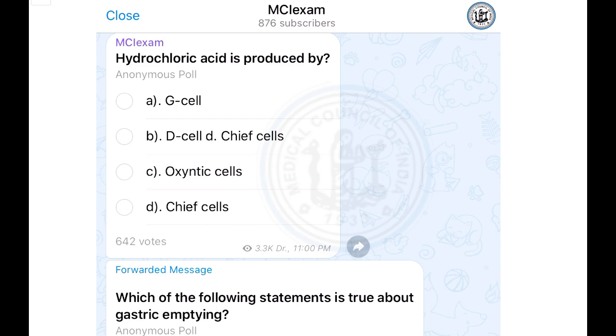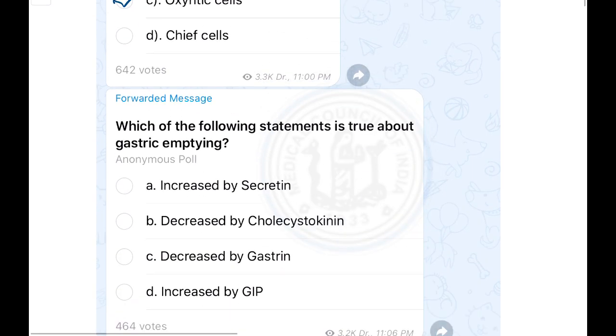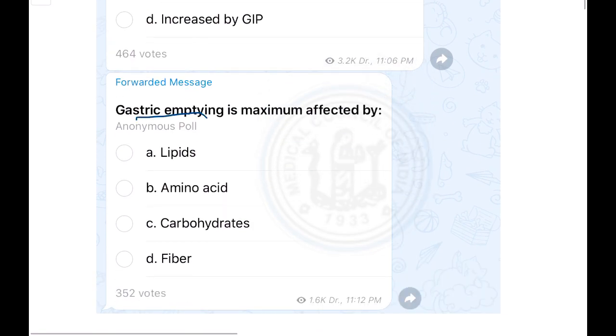So let's start from physiology. Hydrochloric acid is produced by oxyntic cells. Which of the following statements is true about gastric emptying? Decreased by cholecystokinin. Gastric emptying is maximally affected by lipids.